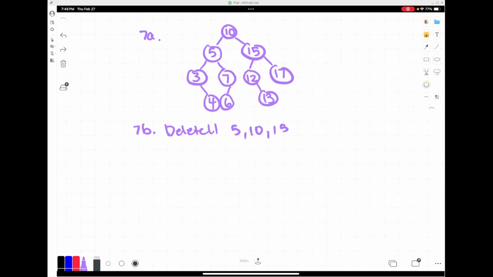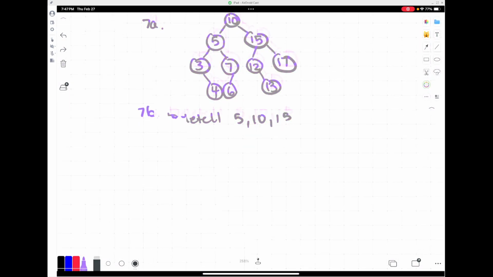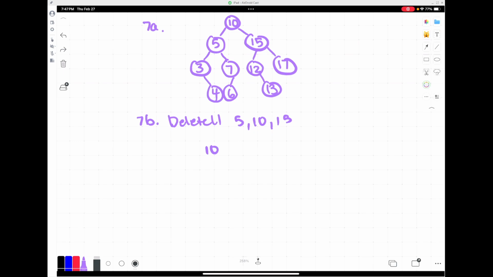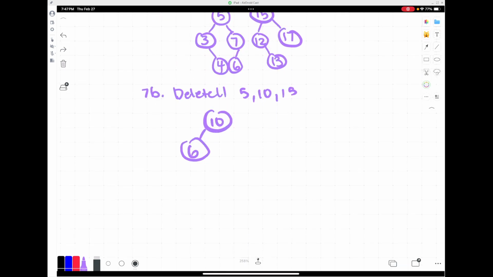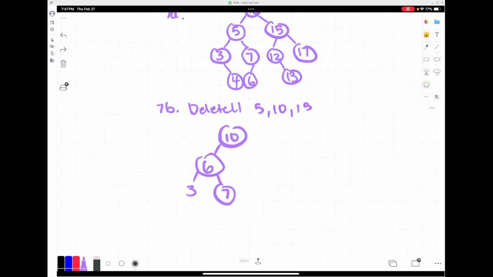So what you would do is look at 5, and then you would look to the right of it, and you would pick the smallest number to the right. So the smallest number would be 6. Oh, sorry. And so then it would be 10. Since we're replacing 5 with a 6, it would be here. And then we'll still put our 7 here. And then we'll put 3 and 4. And then the right hand side just stays the same.